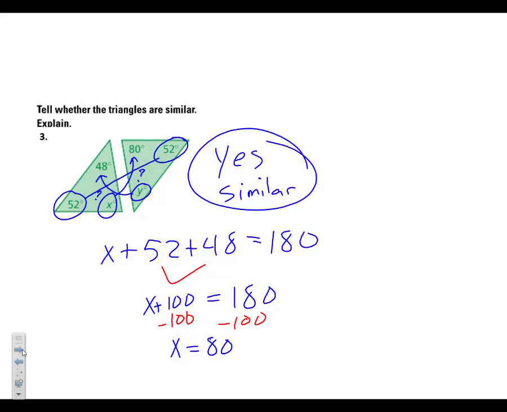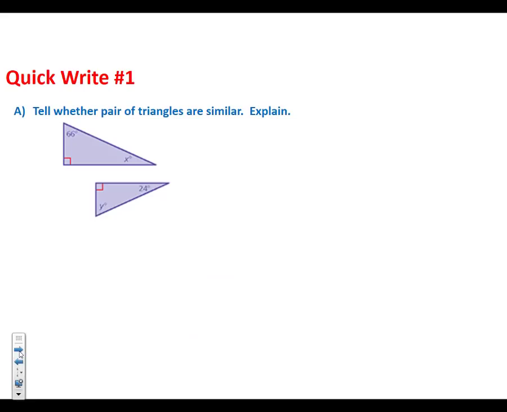These triangles are similar. By using the angles that we just learned about, if we have two that are congruent, the third one has to be congruent. If all three are congruent, we have similar figures. Ladies and gentlemen, our first quick write. If you would please make two rough drawings of these very quickly, label all the angles, and then use what we just did and practice and see if you understand how to tell if these two triangles are similar.